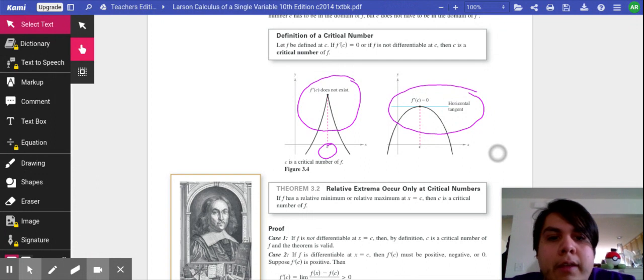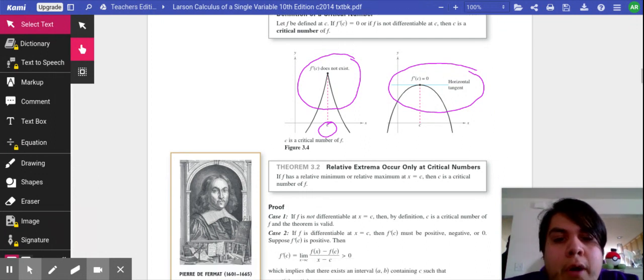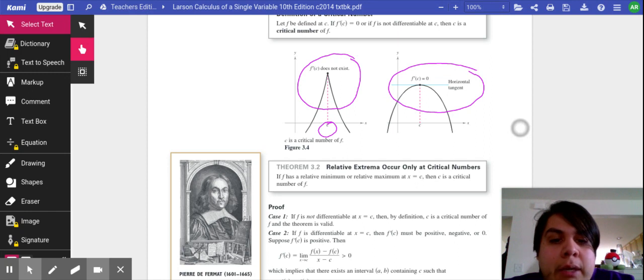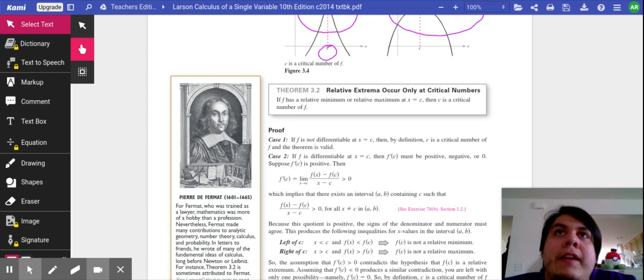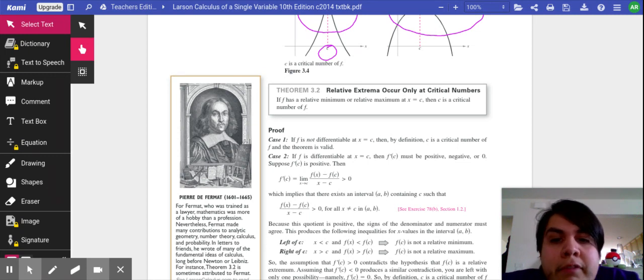Theorem 3.2 states relative extrema only occur at critical numbers. So if f has a relative minimum or a relative maximum at x equals c, then c is a critical number of f. And then down here, they kind of give you a proof, and their proof is more like, well, consider that it wasn't equal to 0, right? So like consider that we don't have differentiability, or that it is differentiable, but the derivative is not 0. And it's kind of like proof by contradiction.